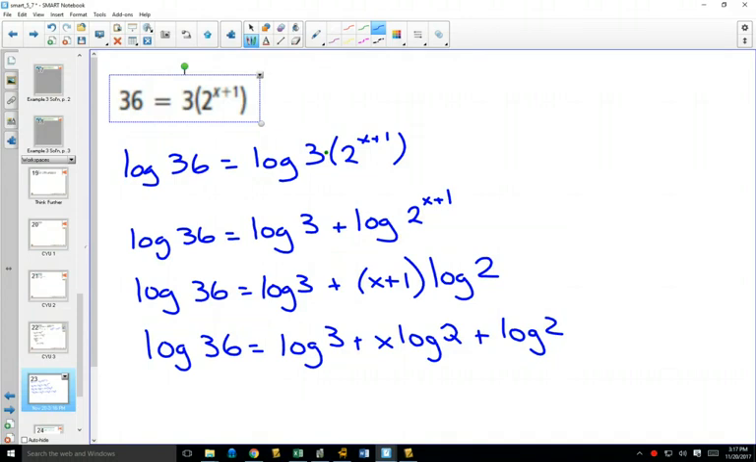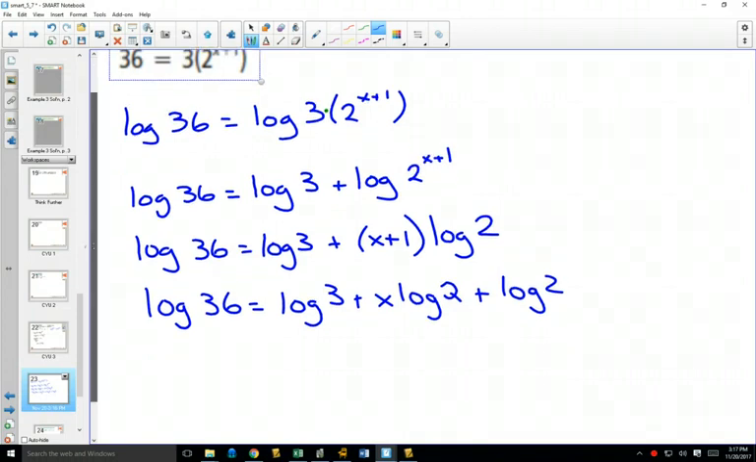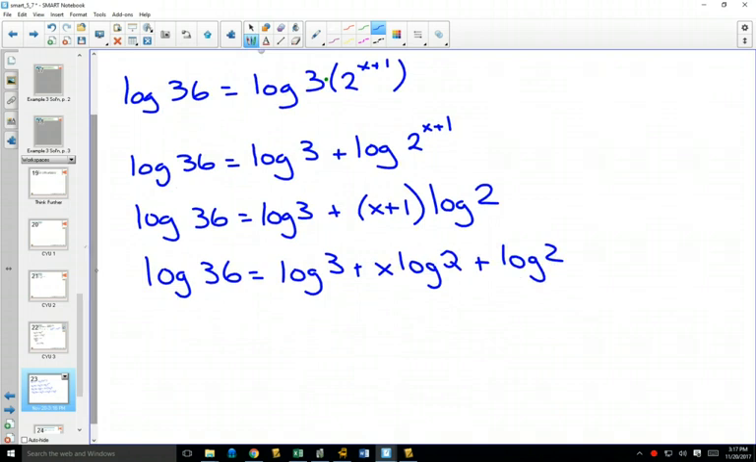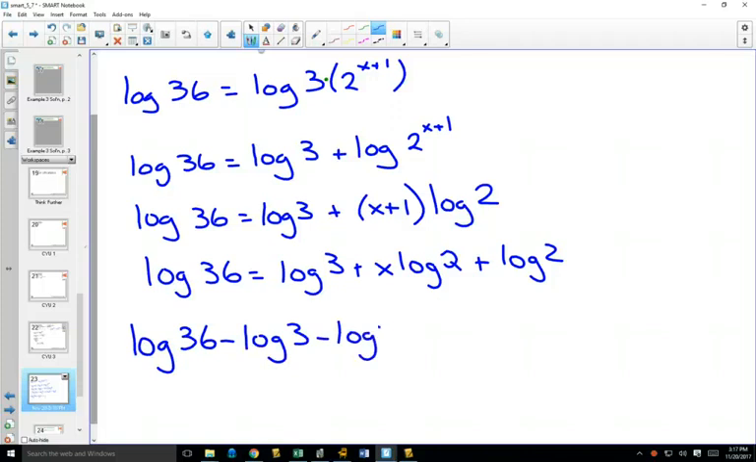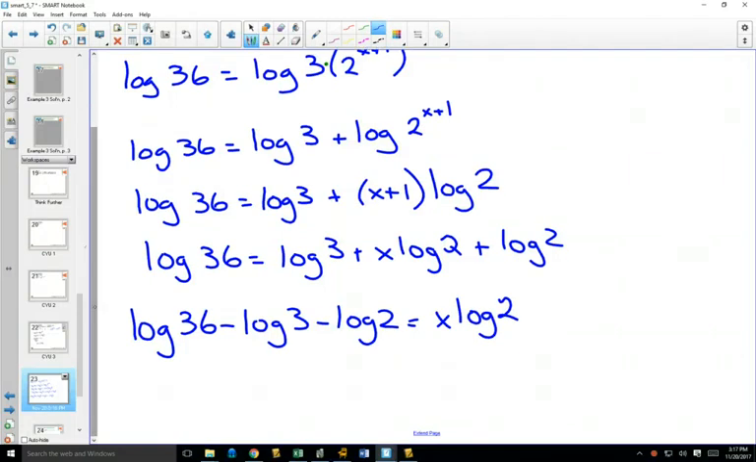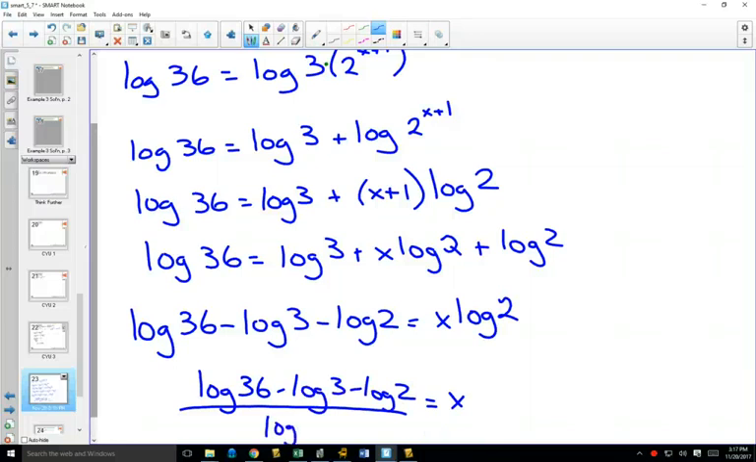And now when solving, I'm going to put all my things on one side that don't have x's, so I'd have log 36 minus log 3 minus log 2, that's equal to x log 2. And finally, divide both sides by log 2 to get x by itself.